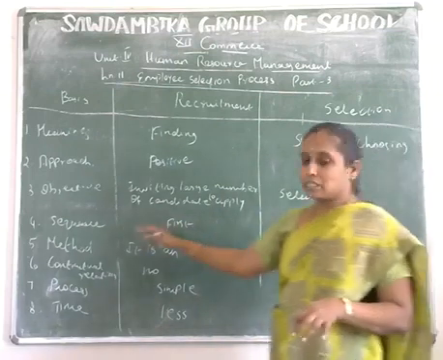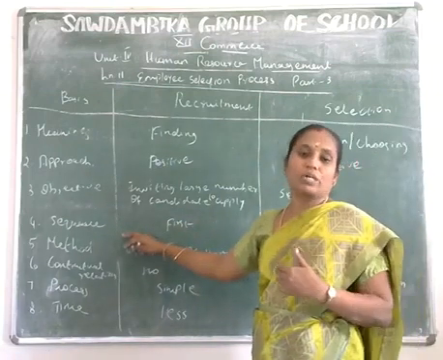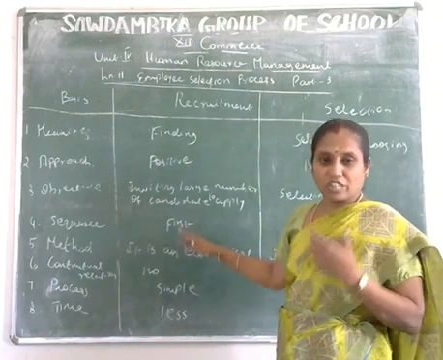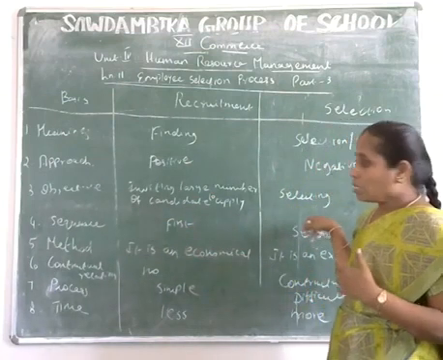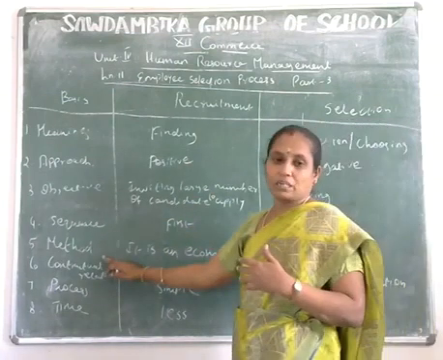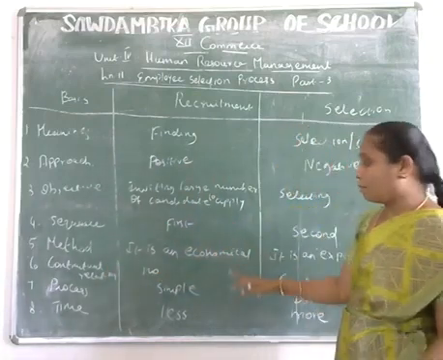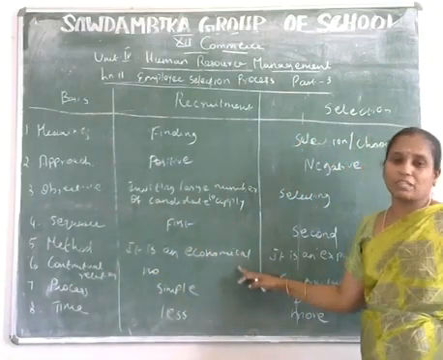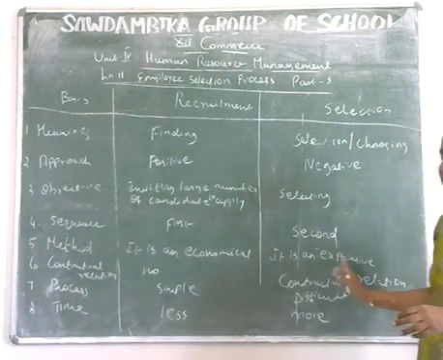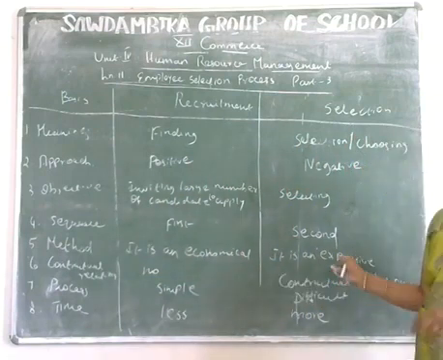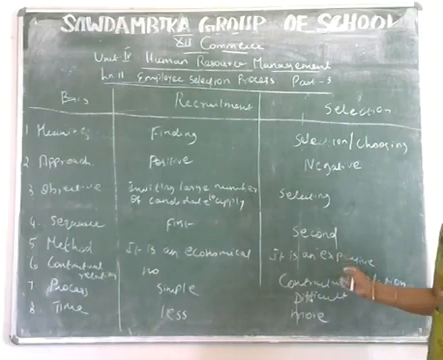And then sequence. Sequence means order. Recruitment is the first stage, and selection is the second stage. And then next, what is the method? Recruitment is an economical method, only finding the candidates. But selection is an expensive method, selecting the candidates. So it's a very expensive method.